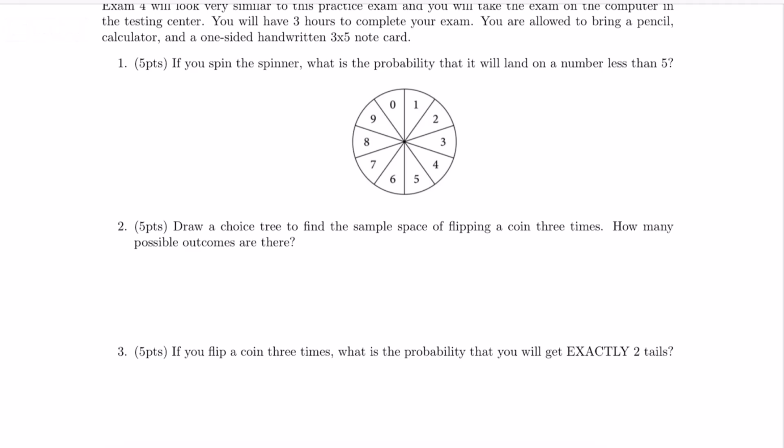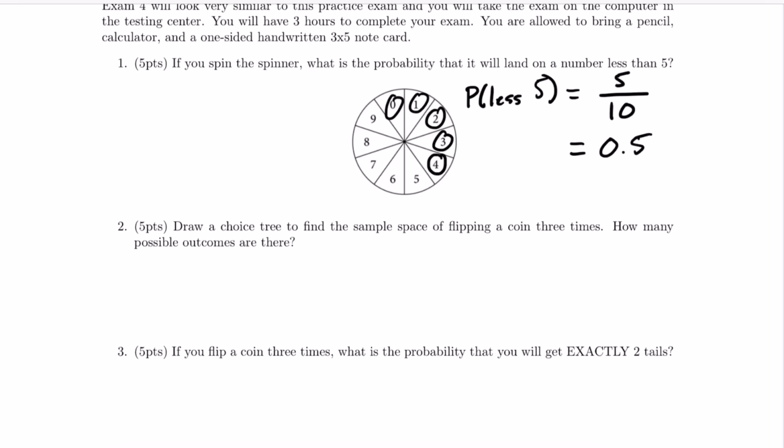On question 1, it says, if you spin this spinner, what is the probability that it will land on a number less than 5? The way that we would calculate that is we would say, well, there's 10 possible outcomes on this spinner because you have the numbers 1 through 9 as well as 0. Out of all of those numbers, 4, 3, 2, 1, and 0 are all less than 5. So we have 5 outcomes that are less than 5. In decimal format, 5 divided by 10 gives you 0.5. That would be the correct decimal probability for question 1.